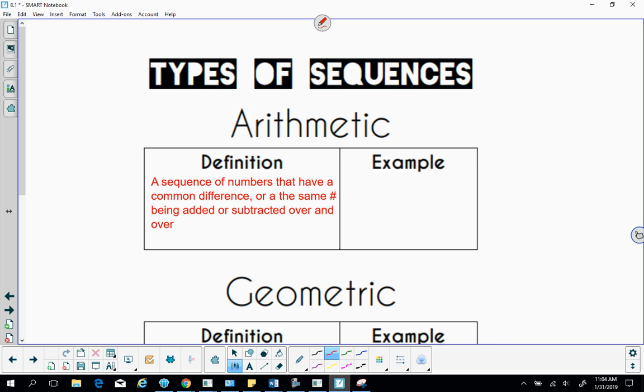So arithmetic, which is linear, right? Linear and arithmetic are the same thing, which you went over in the do now. Linear was a sequence of numbers that have a common difference. So that D, difference, is what we're focusing on, or the same number being added or subtracted. We have learned before that difference means subtraction, but in this case the common difference just means what's being added or subtracted each time. So common difference, which is your D, is what's being added or subtracted each time.